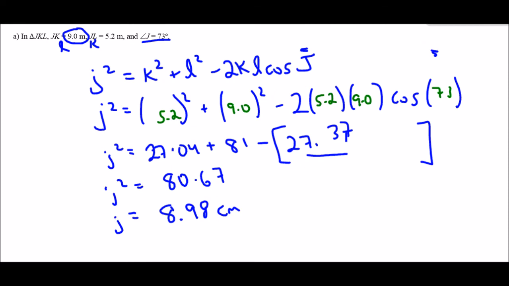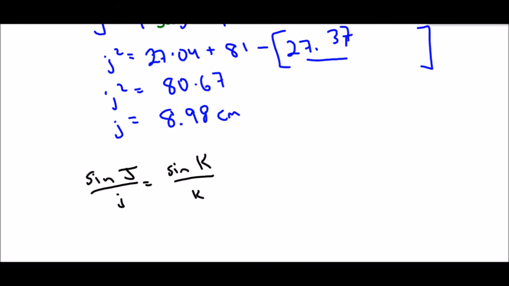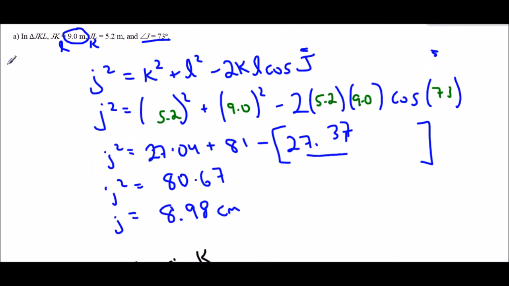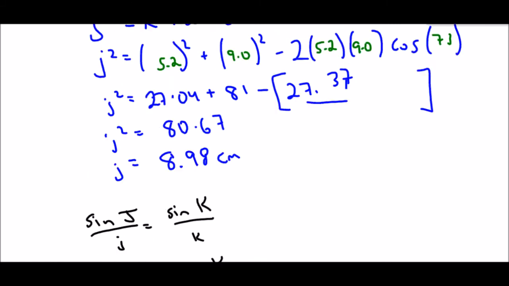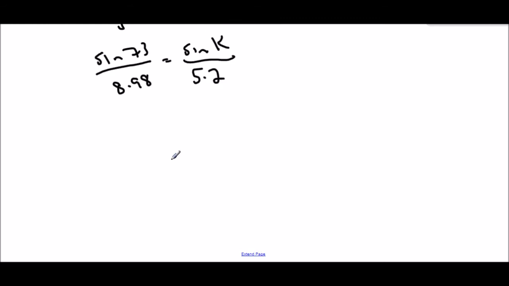So I'm going to set up the sine law. So again, the sine law looks like this. Sine j over little j equals sine k over little k, and I'll worry about L later. So again, now substituting in what I know. So I know that sine j means sine 73. Little j I just calculated to be 8.98. Sine angle k, I still don't know that, but I always knew that side k was, oops, I just forgot it, 5.2. So there's one unknown, which means I can now try to solve.